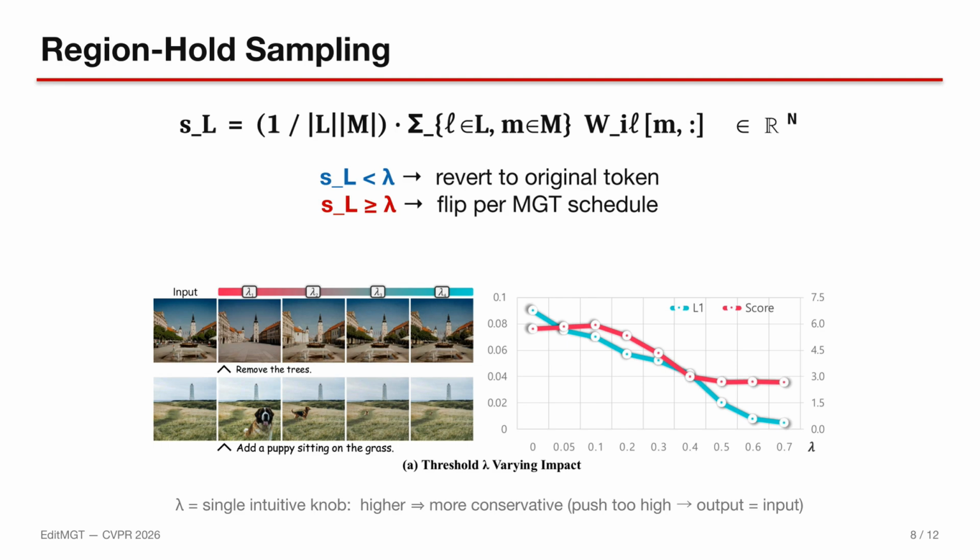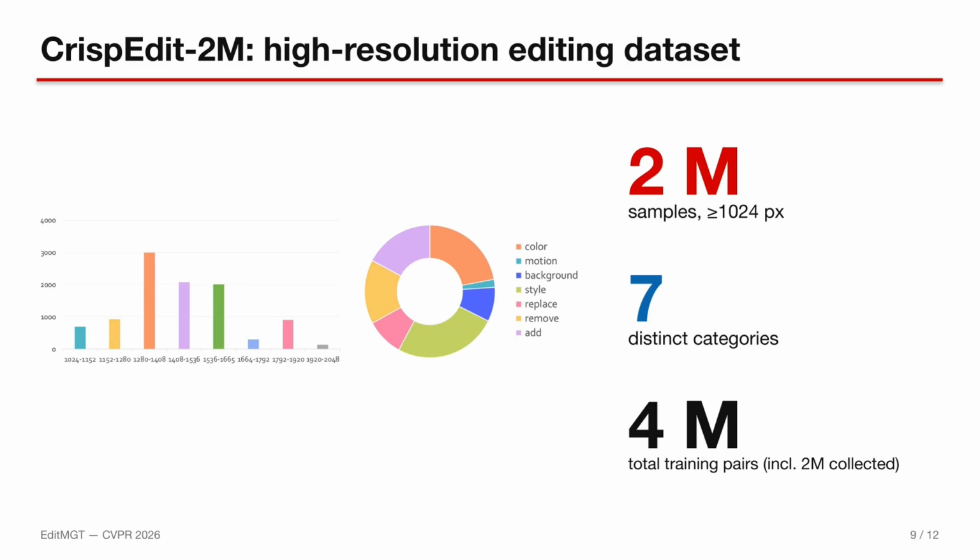Higher means more conservative. High-resolution editing data is scarce, so we built CrispEdit-2M, 2 million samples across 7 categories, every image with short edge at least 1024 pixels, all generated using strong open-source models with rigorous filtering. Combined with 2 million additional samples we collected, the total training set reaches 4 million pairs.